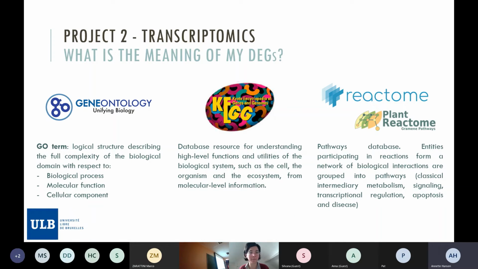to understand their meaning, I checked the gene ontology. Each gene is classified according to different functions: biological process, molecular function, cellular component, in a kind of universal dictionary of GO terms, of gene ontology terms. There are also databases like KEGG and Reactome, and in particular Plant Reactome, showing the pathway in which each gene is involved, so as to understand its function in the organism. So I went through all of these databases to understand the meaning of my genes.